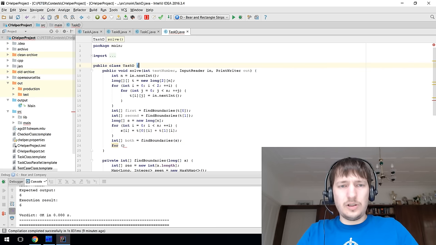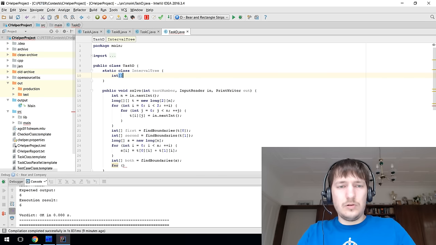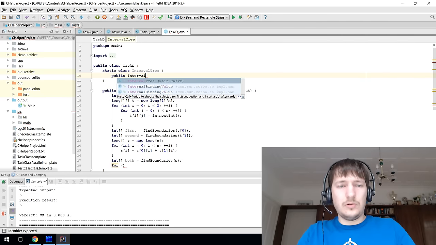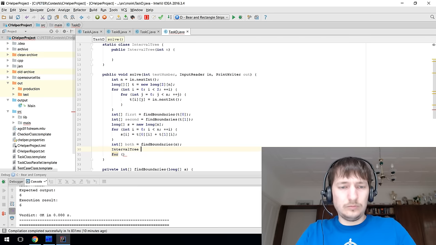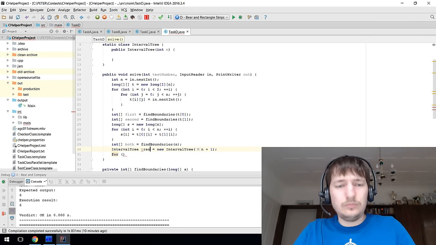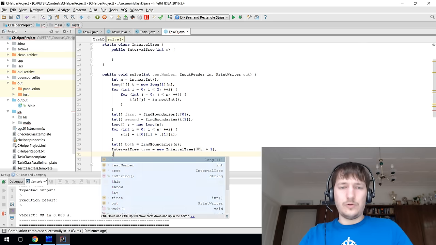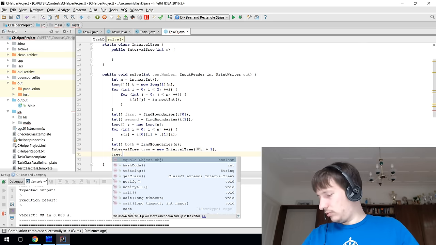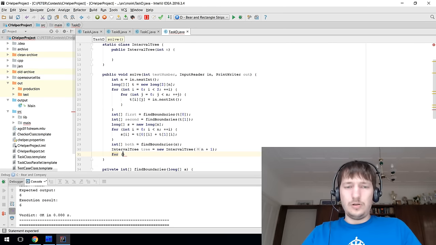So here we have some interval tree, okay, an interval tree of int n. Okay, n plus 1. Right, because position 0 is also possible. So first we put... yeah, well, 0 is possible for every position, so it's interesting. Okay, so now we do.